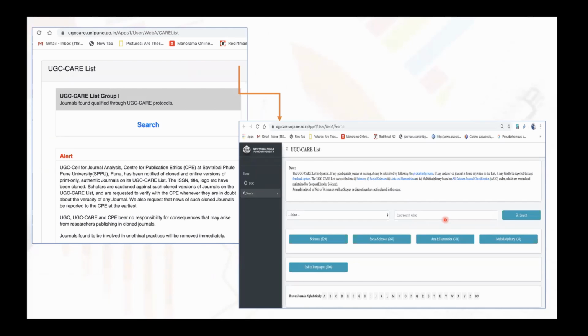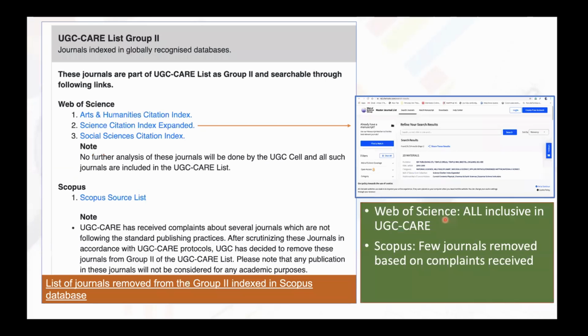I recommend that university research scholars in India check the UGC CARE list if it is not a Scopus indexed journal. Some of the Scopus indexed journals have also now been removed from the UGC CARE list. They have published a separate list of the journals which they have removed from the Scopus list. You also have to check whether the journal is listed there, and then submit the manuscript. So don't wait for other things to come in.